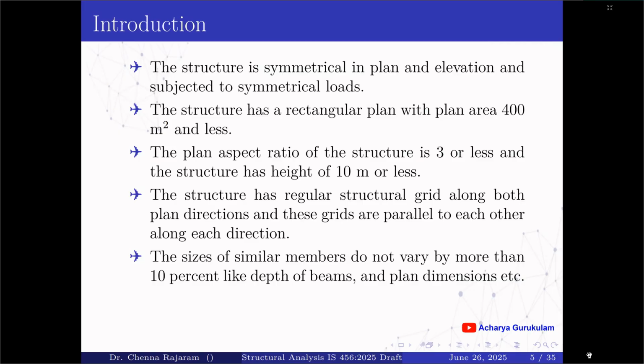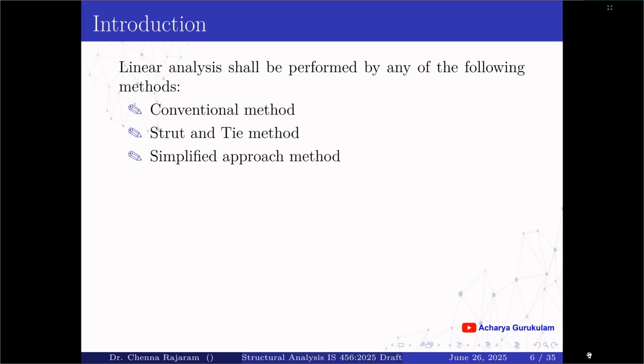The structure has a regular structural grid along both plan directions, and these grids are parallel to each other along each direction. The sizes of similar members do not vary by more than 10%, like depth of beams and plan dimensions, etc. Linear analysis shall be performed by any one of the following methods.